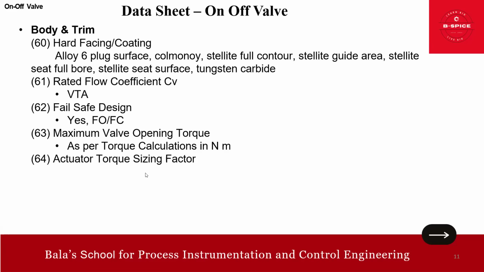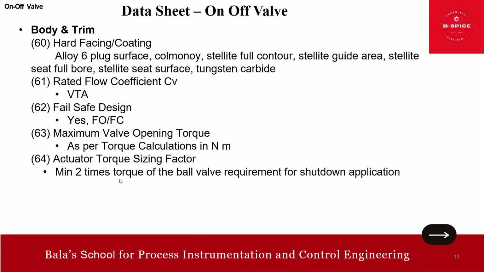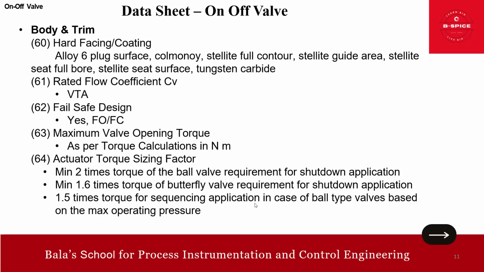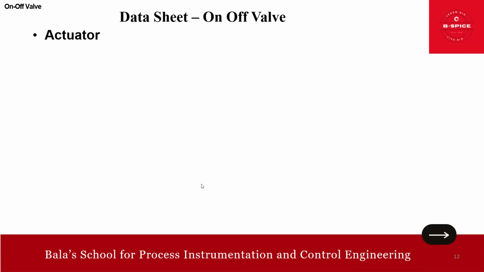Then actuator sizing. We have already uploaded a video on this, but as a recap: minimum 2 times the torque of the ball valve requirement for shutdown application. Here we are talking about the actuator torque sizing, friends. Minimum 1.6 times the torque of the butterfly valve for shutdown application. Then 1.5 times torque for sequencing application in the case of ball valve type, based on the maximum operating pressure. This is the actuator sizing. So now we are done.